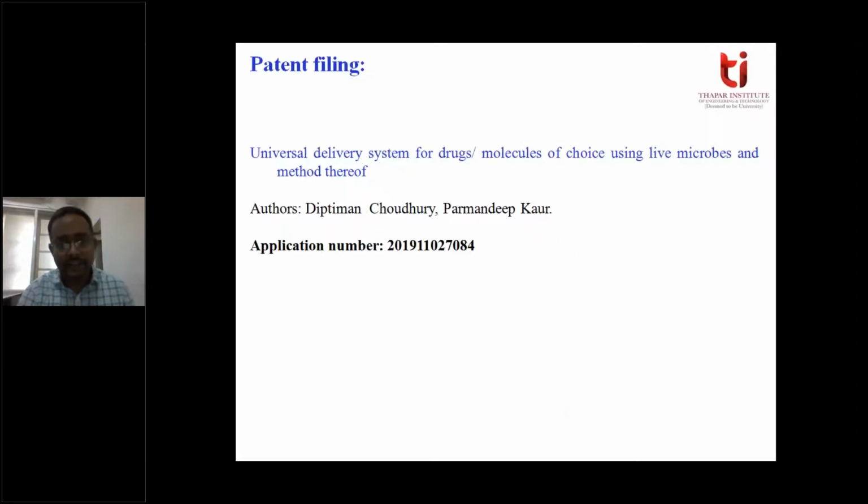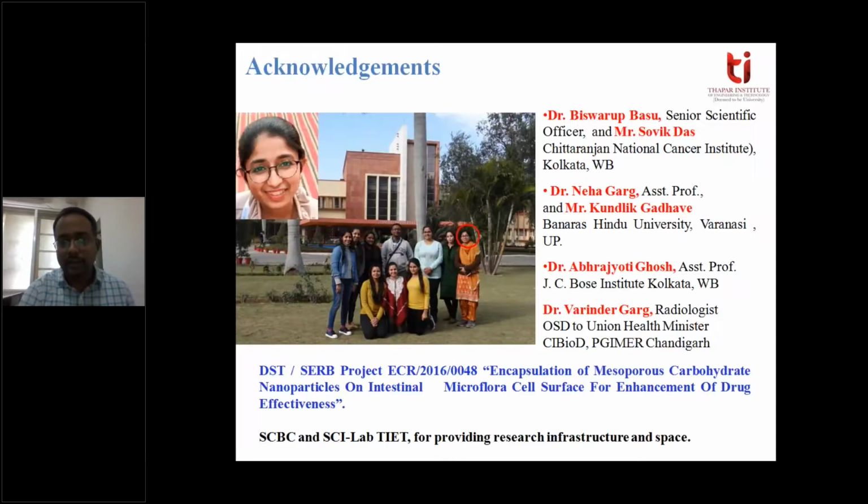We have already filed a patent for this work, an Indian patent at this point. We're also working on filing an international patent, a US patent actually. And here I would like to show, this is my lab, and this is the girl who did all the work. She's Porman, and these are my other PhD scholars and a few MSc students.